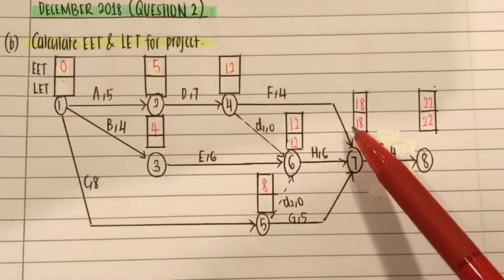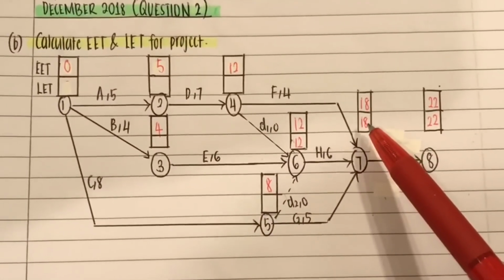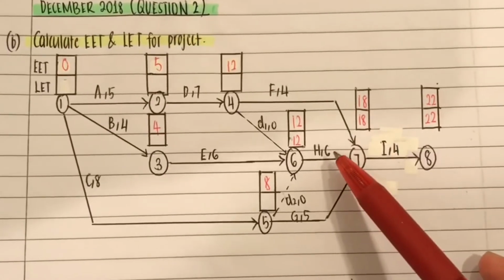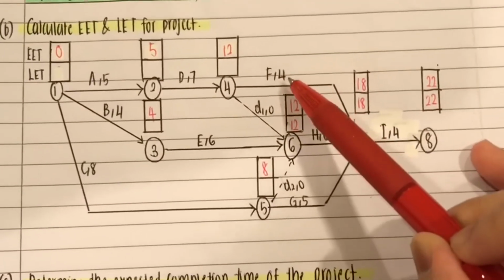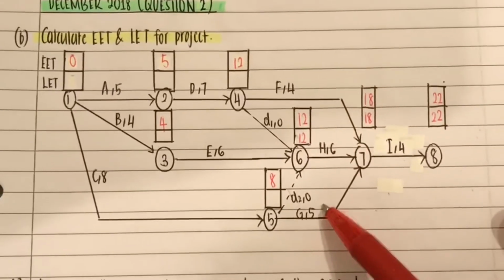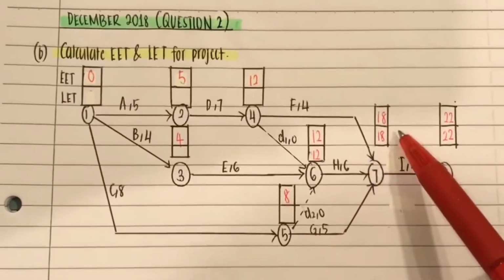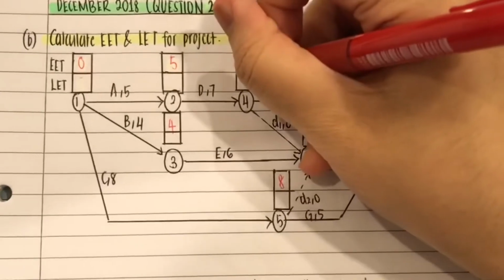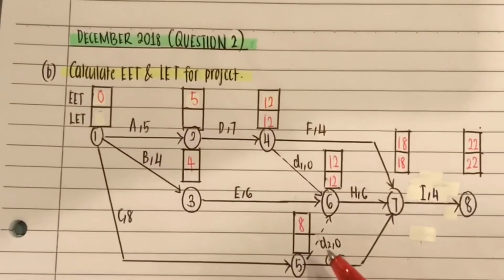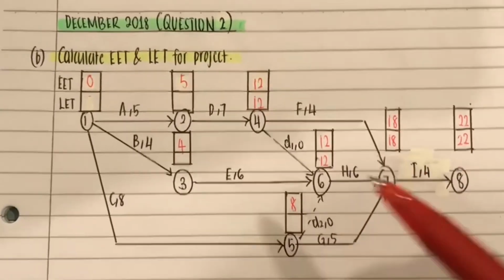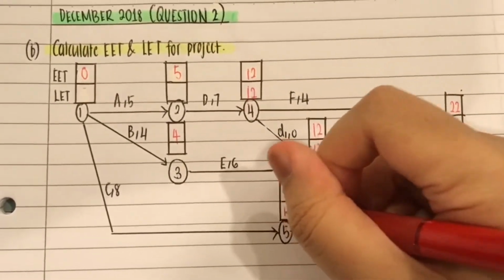And you will also minus 6 for here and here. You will not take 4 and 5. So 18 minus 6 will also be 12 for here. And for here, it will also be 18 minus 6. So 12.